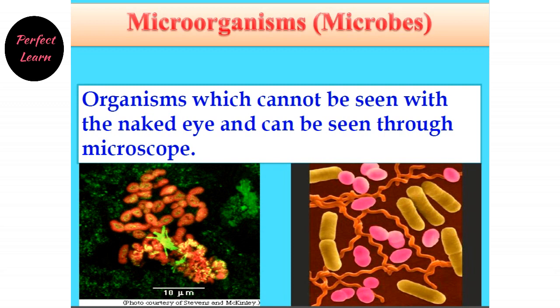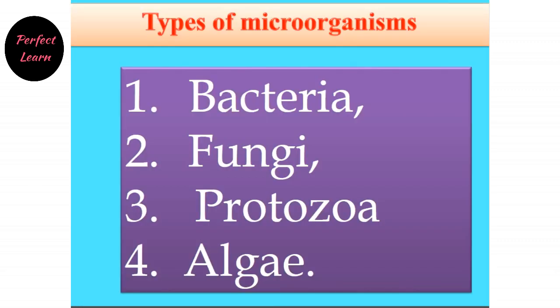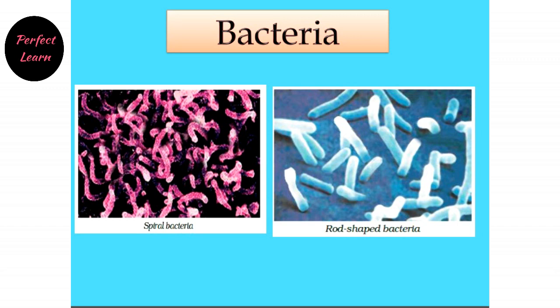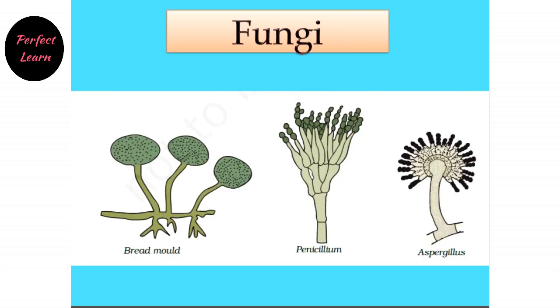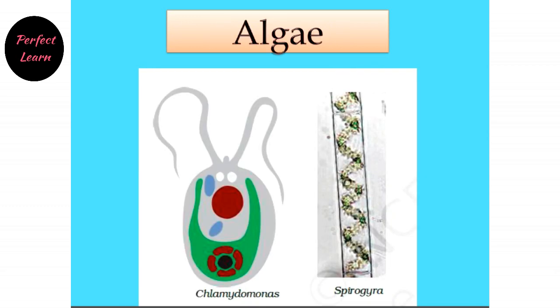Microorganisms, microbes. Organisms which cannot be seen with the naked eyes and can be seen through microscope. Types of microorganisms: bacteria, fungi, protozoa, algae. Bacteria: spiral bacteria, rod-shaped bacteria. Fungi: bread mold, Penicillium, Aspergillus. Protozoa: amoeba, paramecium. Algae: Chlamydomonas, Spirogyra.